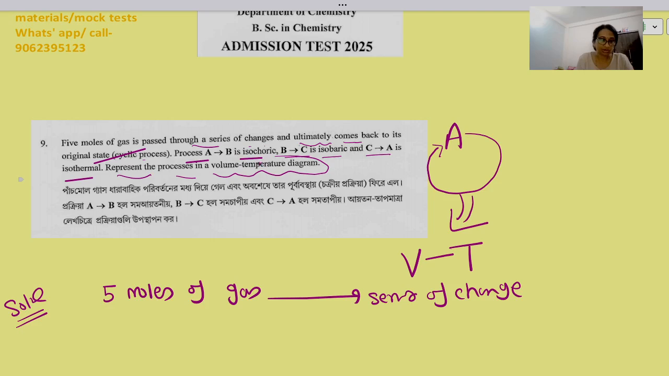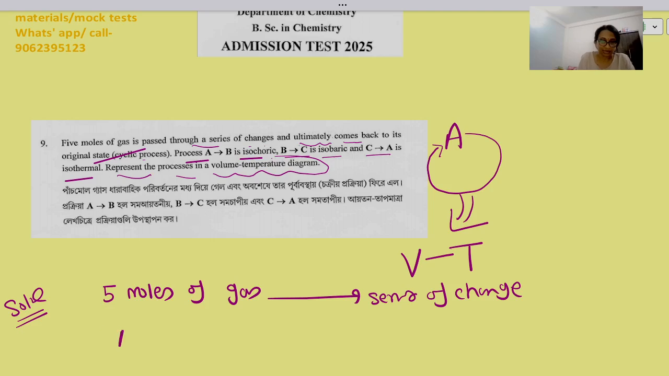What is the meaning of isochoric? Isobaric means pressure is constant. Isochoric means volume is constant. And isothermal means the temperature is constant. It is a cyclic process.